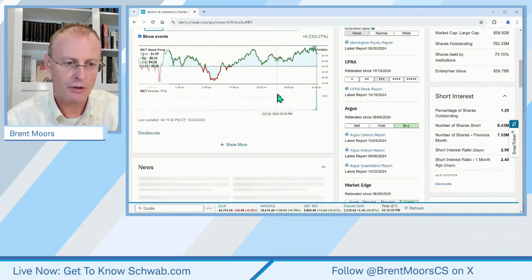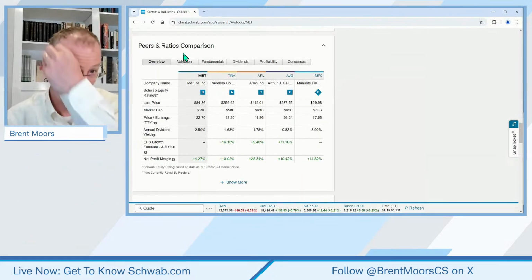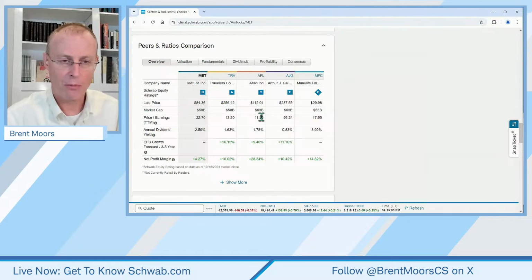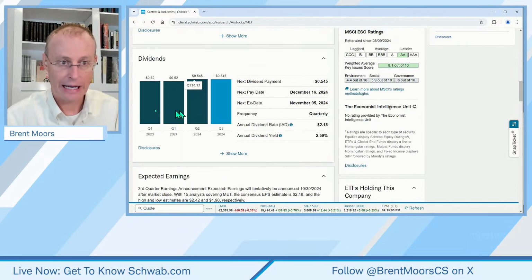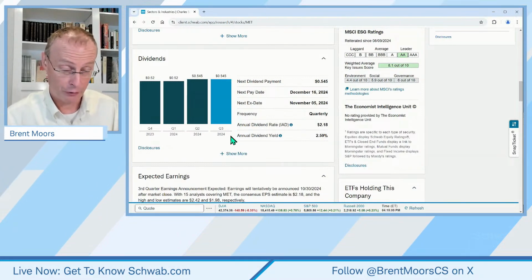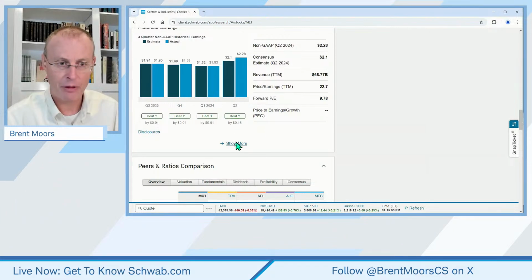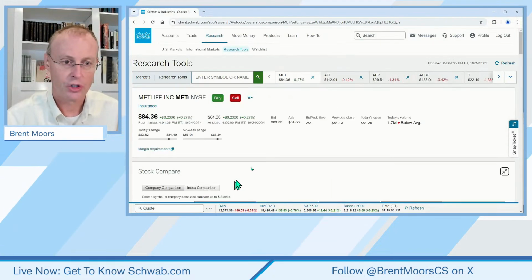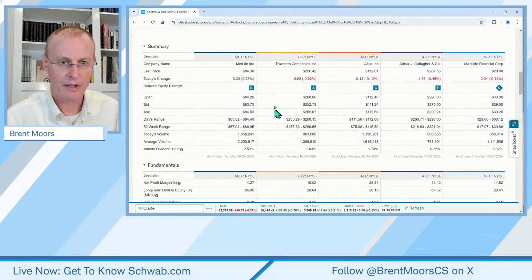So if I go to MetLife and I scroll down, there's a section that says peers and ratios comparison. I'm going to go back here in just one sec, but just realize if I want to see more in-depth information on MetLife, I can do that. I can see that dividend. And if I want to see more on dividend, the dividend history and everything, and the dividend growth rates and whatnot, I can click on show more. I can see earnings, and if I want to see more on earnings in depth, I can click on show more. In this peers and ratios comparison, what am I going to do? I'm going to click on show more. Okay? So I'm going to scroll down, and we're going to look at some of these companies.